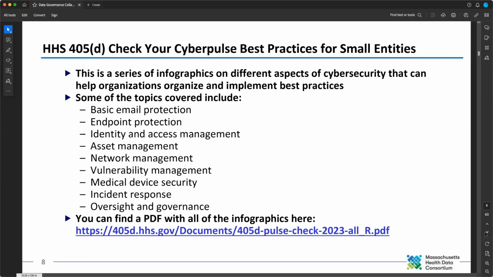So HHS has released a series of infographics on different elements of cybersecurity to help organizations, particularly small organizations, organize themselves and implement best practices around cybersecurity. Some of the topics covered, I'm not going to read off all of them on the slide, but a lot of these are fairly common, but it also talks about things like vulnerability management and specifically medical device security. And so there's a little section on each of these and a few other areas.